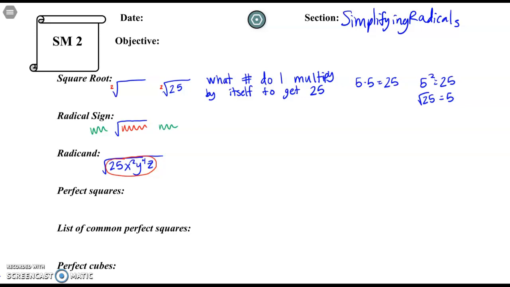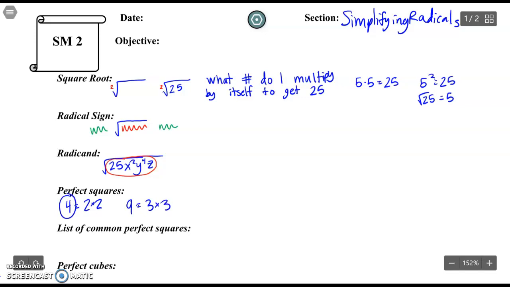Okay, perfect squares. A perfect square is a number that you can easily take the square root of, so we really like them. A perfect square is just anything that is equivalent to one number being multiplied by itself. So, for example, 4 is equal to 2 times 2, so 4 is a perfect square. 9 is equal to 3 times 3, so 9 is a perfect square. All of these numbers that are equal to one number being multiplied by itself are perfect squares.